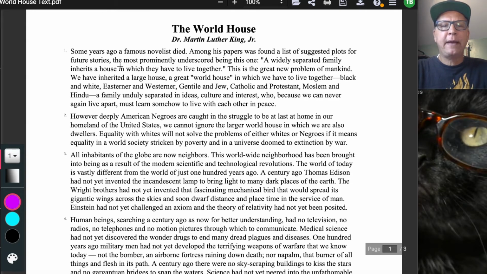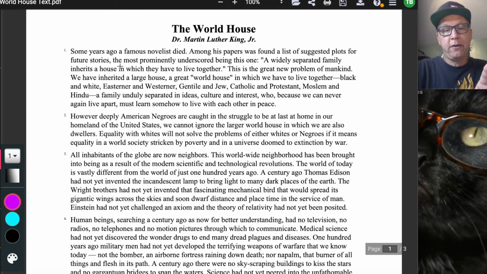This is the great new problem of mankind. We have inherited a large house, a great world house, in which we have to live together. Black and white, Easterner and Westerner, Gentile and Jew, Catholic and Protestant, Muslim and Hindu, a family unduly separated in ideas, culture, and interest, who, because we can never again live apart, must somehow learn to live with each other in peace. However deeply American Negroes are caught in the struggle to be at last at home in our homeland of the United States, we cannot ignore the larger world house in which we are also dwellers. Equality with whites will not solve the problems of either whites or Negroes if it means equality in a world society stricken by poverty and in a universe doomed to extinction by war.